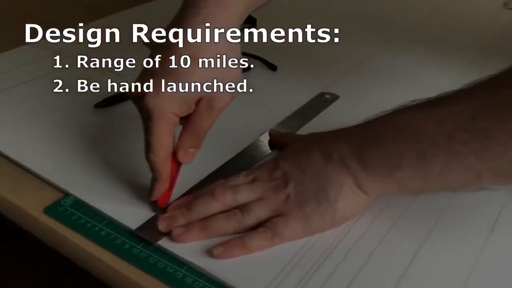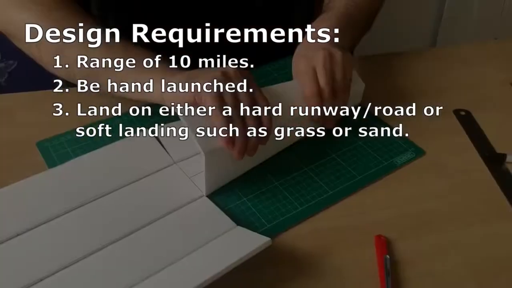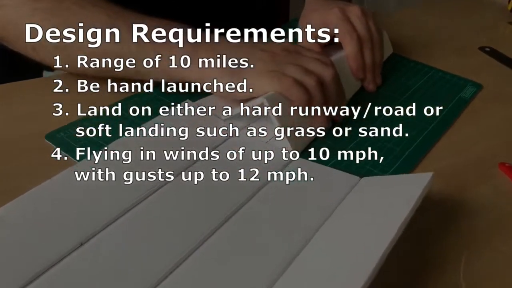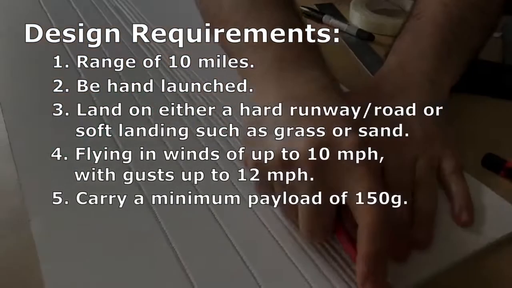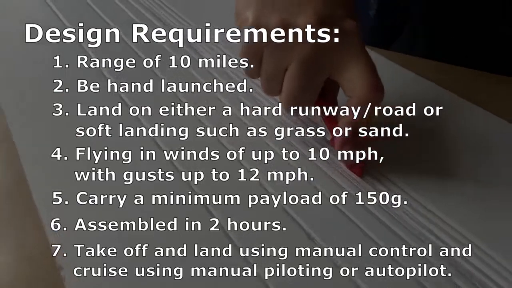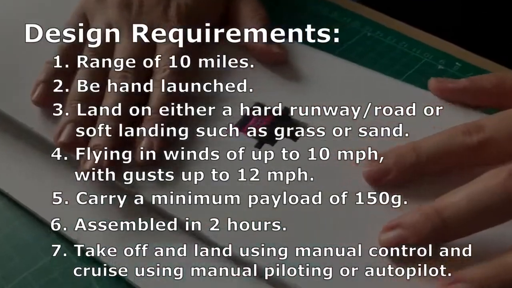Be hand launched. Land on either a hard runway or soft landing such as grass or sand. Fly in winds of up to 10 miles per hour with gusts of up to 12 miles per hour. Carry a minimum payload of 150 grams. Be assembled in 2 hours. Take off and land using manual control and cruise using manual piloting or autopilot.